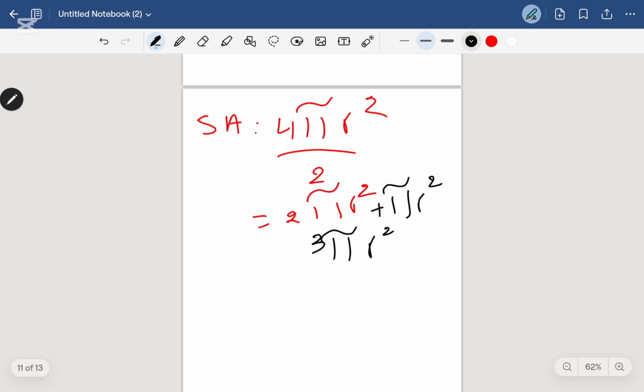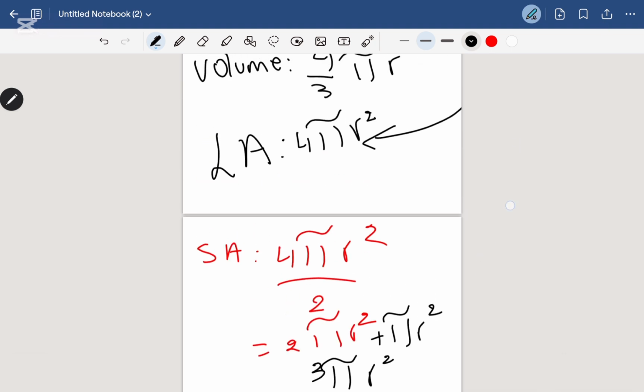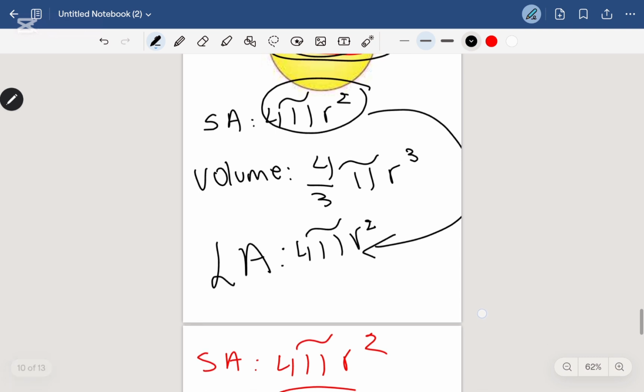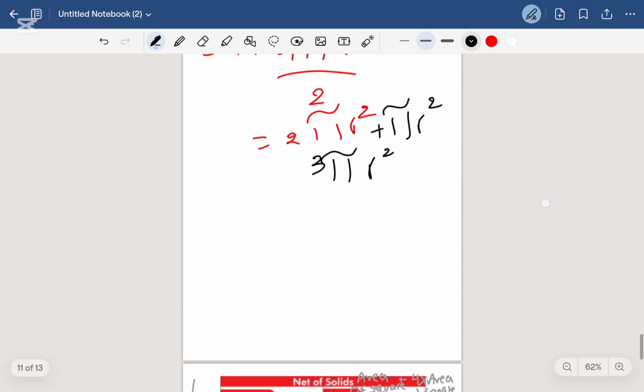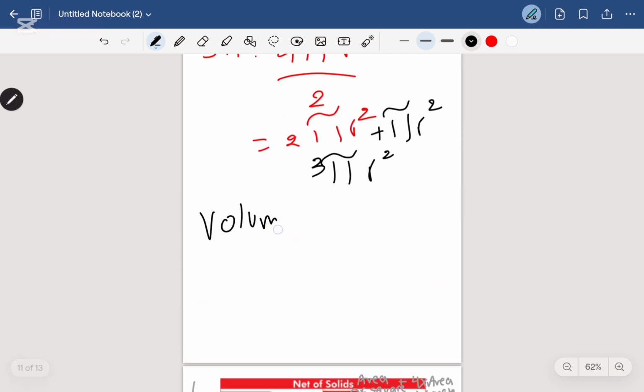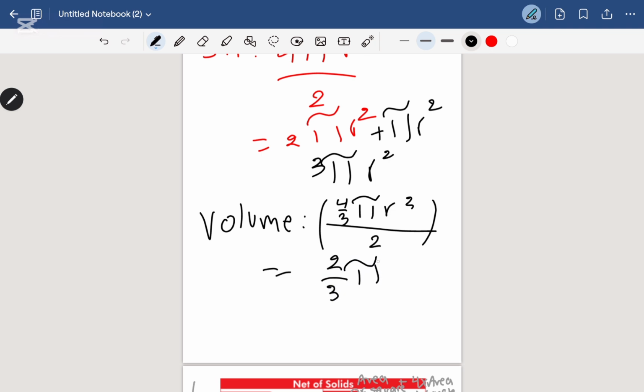Now, very simply, we will move on to the volume. We know that the volume of any sphere is 4 over 3 pi r cubed. So the volume of a hemisphere is going to be 4 over 3 pi r cubed over 2, which gives us 2 over 3 pi r cubed.